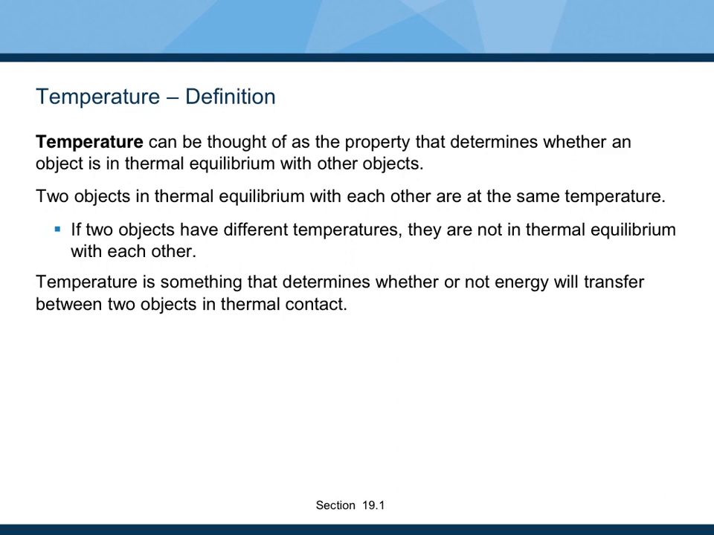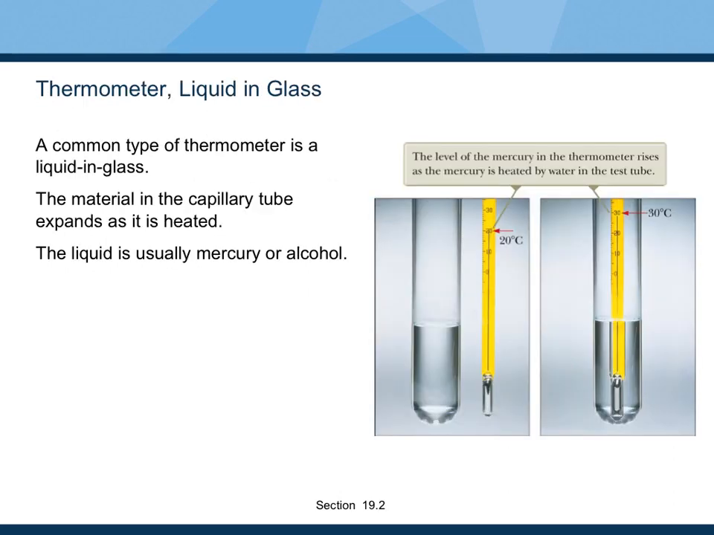Therefore, we can use temperature to determine whether an object is in thermal equilibrium with other objects. If two objects have different temperatures, they are not in thermal equilibrium with each other. Then they will exchange energy. We can use thermometers to measure the temperature. A common type of thermometer is a liquid in glass. The liquid is usually mercury or alcohol.